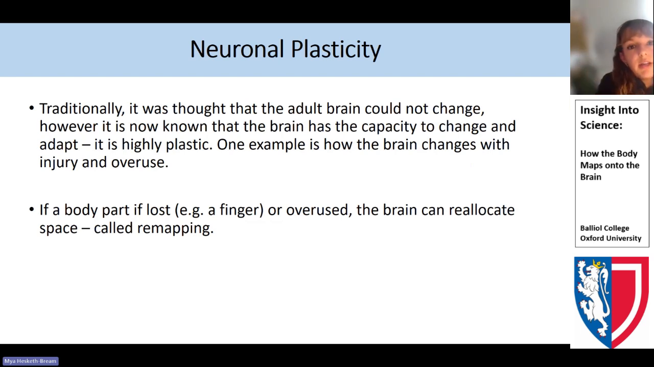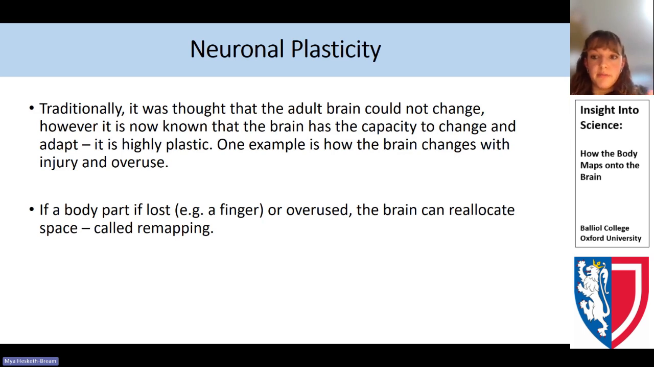Okay, so lastly, I wanted to discuss neuronal plasticity. So this refers to how the brain is able to change. It was traditionally thought that the adult brain was not plastic at all, but it's now known that it does have a very high capacity to change. And one example of this is how the brain changes after some kind of injury and also overuse.